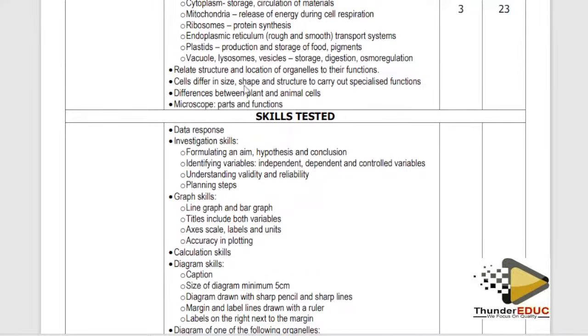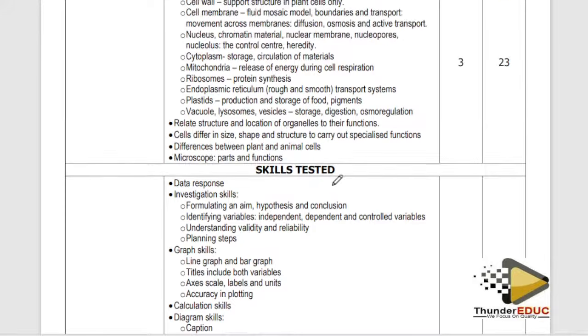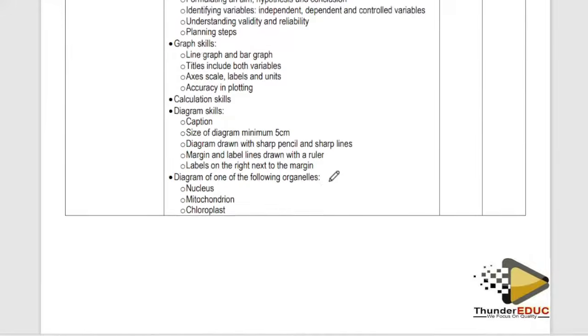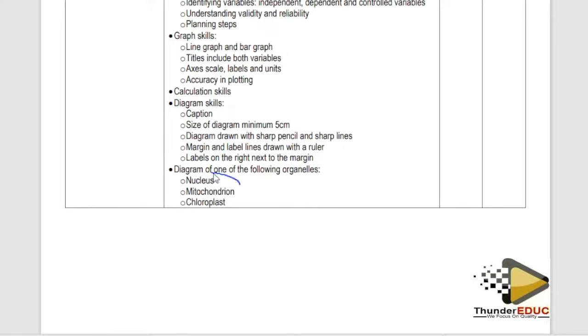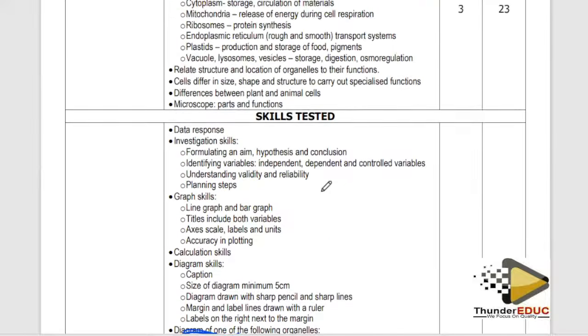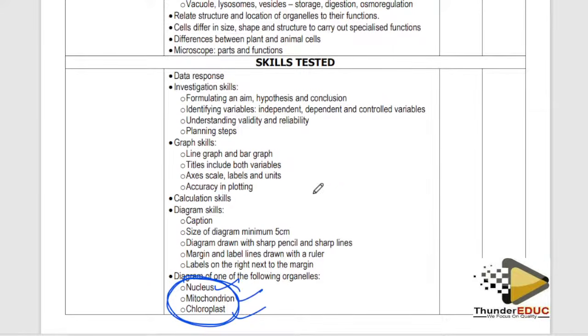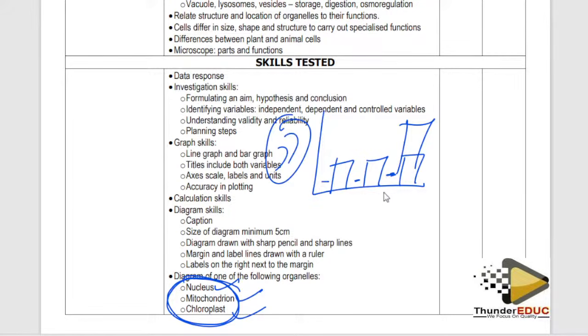Even here, I think they highlighted them. I saw them somewhere. They say that you must know. Yes, they are here. Drawing of at least one: nucleus, mitochondrion, and chloroplast. Please make sure that you know this. And then lastly is the bar graph, line graph. Make sure it has a title. Make sure that if it's a bar graph, the bars have the same size and same space. Make sure that everything is there, the x-axis, the y-axis, the title.